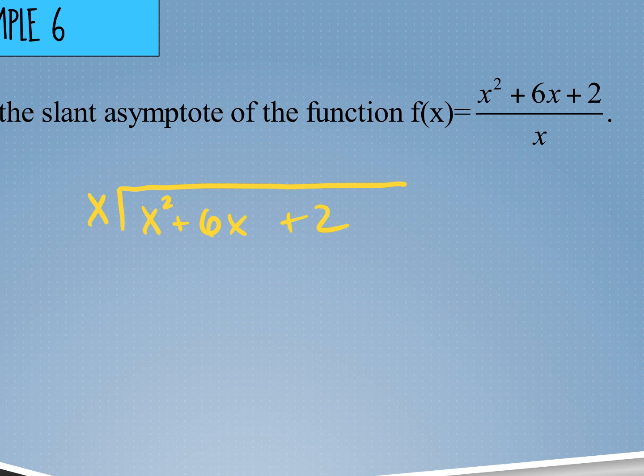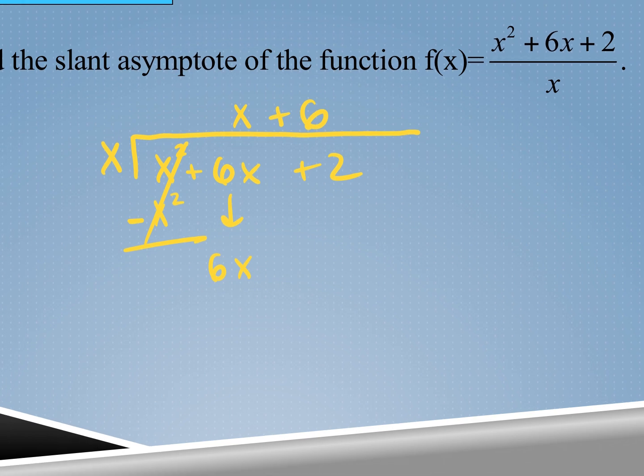And we divide. What's x squared divided by x? X. So then I multiply x times everything outside, so that would give me x squared. What do I do next? Change a sign and combine. So these cancel. I'm going to drop down the 6x, and then what do I do next? Divide. So it's 6x divided by x. 6. Once I write it on top, then what do I do? Multiply. So 6 times x would be 6x. Change the sign. Combine. Drop down the 2.